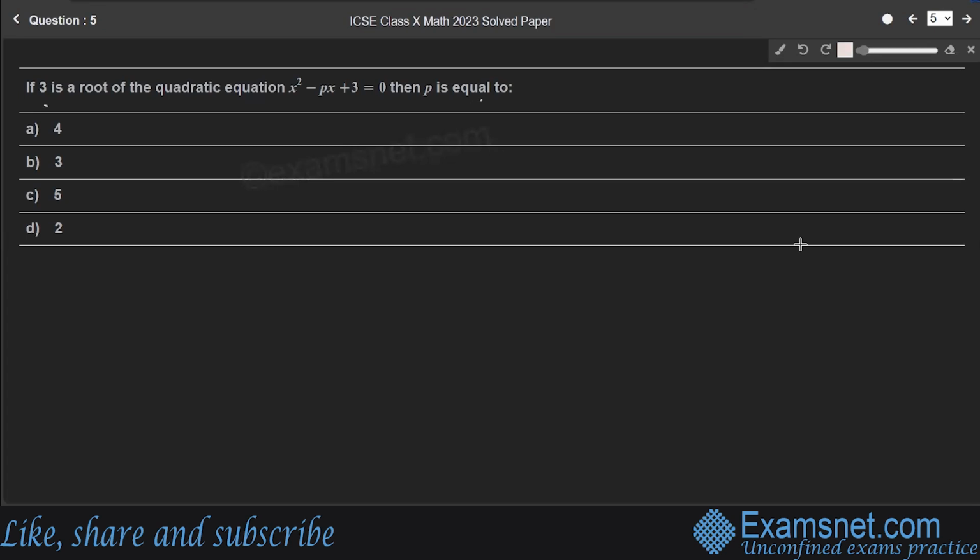Question 5. If 3 is a root of the quadratic equation x square minus px plus 3 is equal to 0, then p is equal to. Here the given equation is x square minus px plus 3 is equal to 0. Here 3 is a root of the quadratic equation. A quadratic equation is in the form x square plus (a plus b) into x plus ab, right? Here a plus b is minus p.